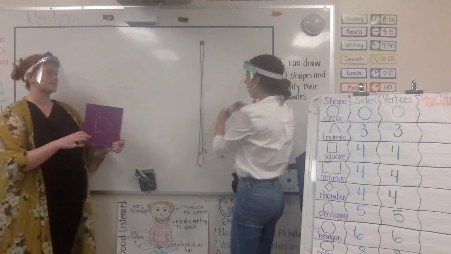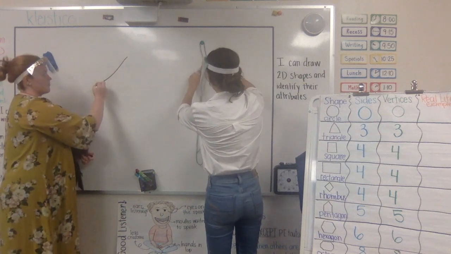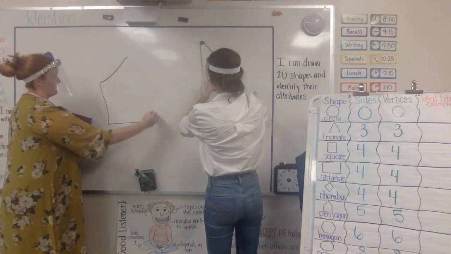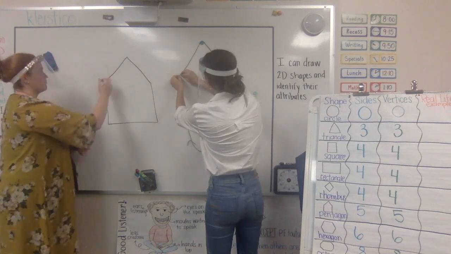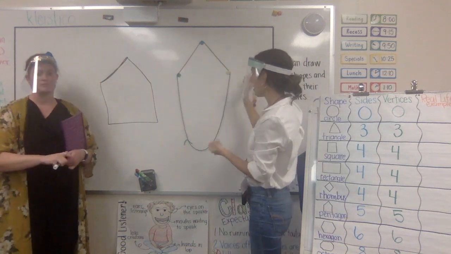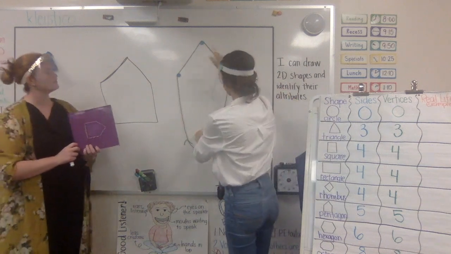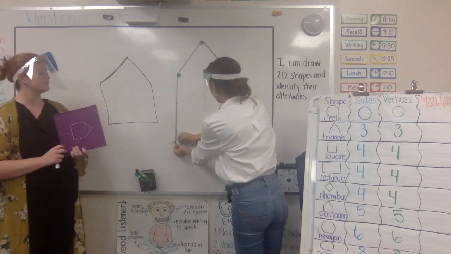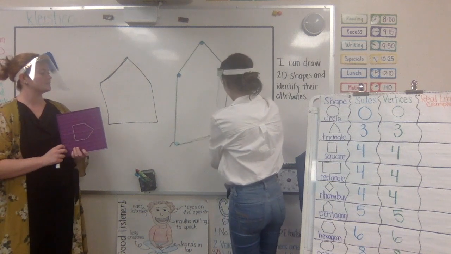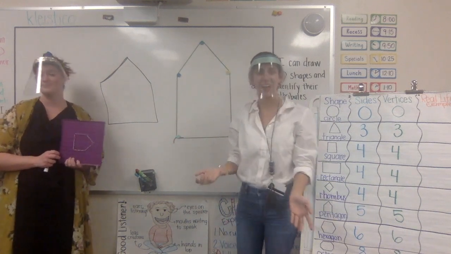I know I'm going to need 5 magnets because I have 5 vertices. So I have 1, 2, 3. Oh, and I'm creating slanted lines right here because I know it needs the slanted lines on top like a little roof. So 1, 2, 3, 4, 5. Let's see. Oh, and there we have a pentagon.